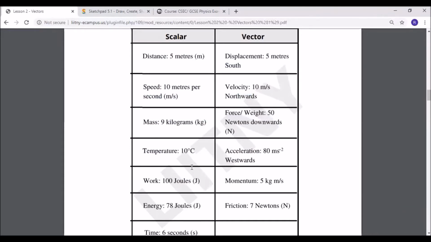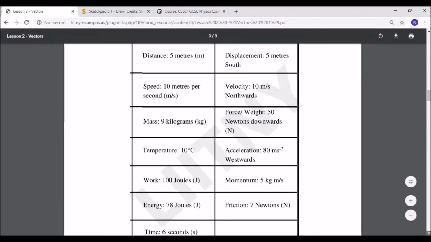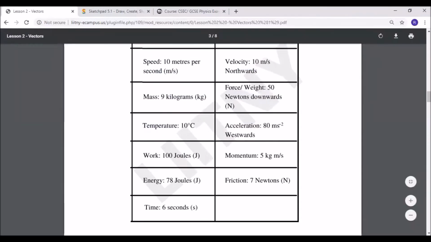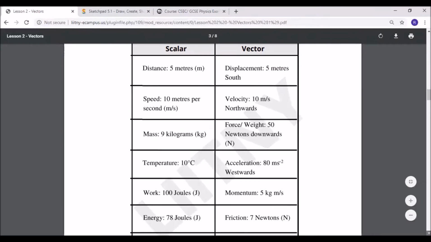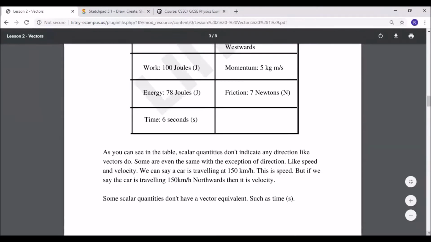So mass, temperature, work, energy, and time are all scalars, while friction, momentum, acceleration, force, or weight, because weight has a direction, for example, 50 newtons downwards, velocity and displacement, these are vectors. And again, scalars are just magnitudes, and vectors are magnitude and direction. So I hope we have that clear.